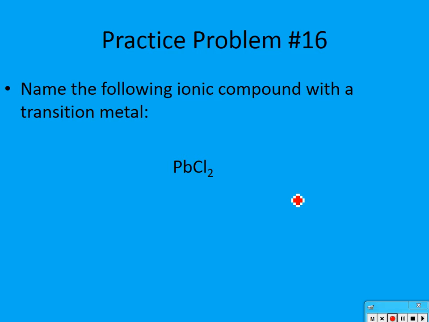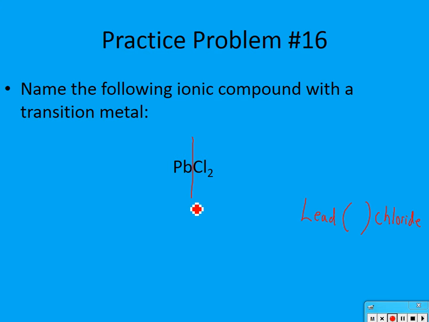Okay, practice problem number 16. So for all transition metals, and remember what I said, for the transition metals and tin and lead, you don't know their charges or their oxidation states, so we have to figure it out. What is Pb, guys? Lead. So I'm going to write it down. Lead. We don't know its charge, so I'm going to use parentheses. What's Cl? Chlorine. How do you change its name? Chloride. Okay, now I just got to figure out the charge of lead.